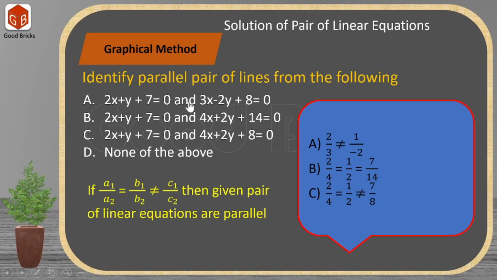In option A, in the first pair, a1 by a2 is not equal to b1 by b2. So this pair is intersecting lines. In the second pair, all the three ratios are equal, so these are coincident lines. In option C, we have a1 by a2 is equal to b1 by b2 but not equal to c1 by c2. Hence we can say this pair is a parallel pair. So option C is the correct answer for this given question.